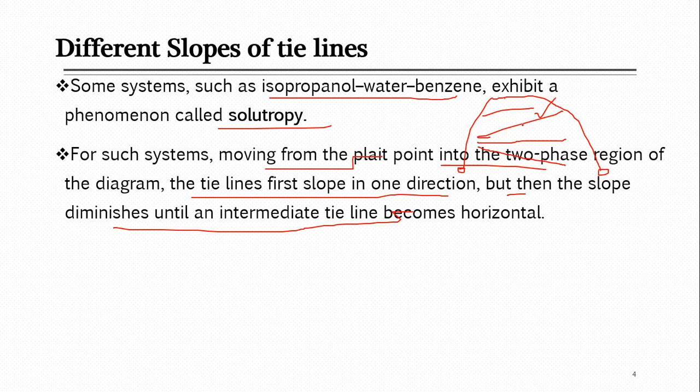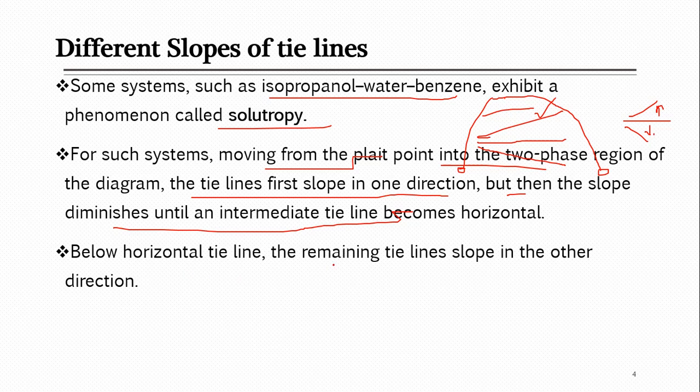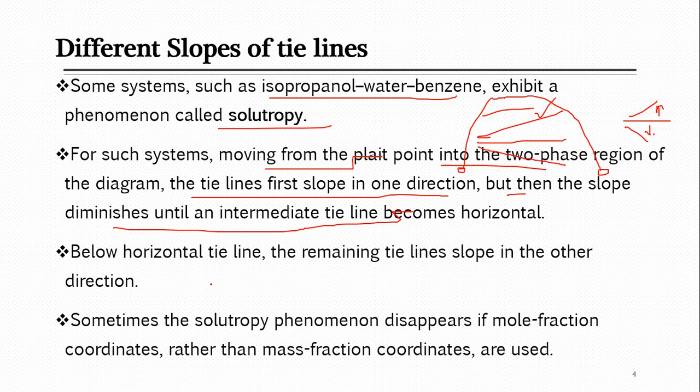So you can see that it will keep on decreasing, and finally you reach a horizontal line with no slope, and then it keeps changing and moves in the opposite direction. First they were in the upward direction from carrier to solvent, and now they are moving in this direction. So after this horizontal line, below it the remaining lines slope in the other direction.